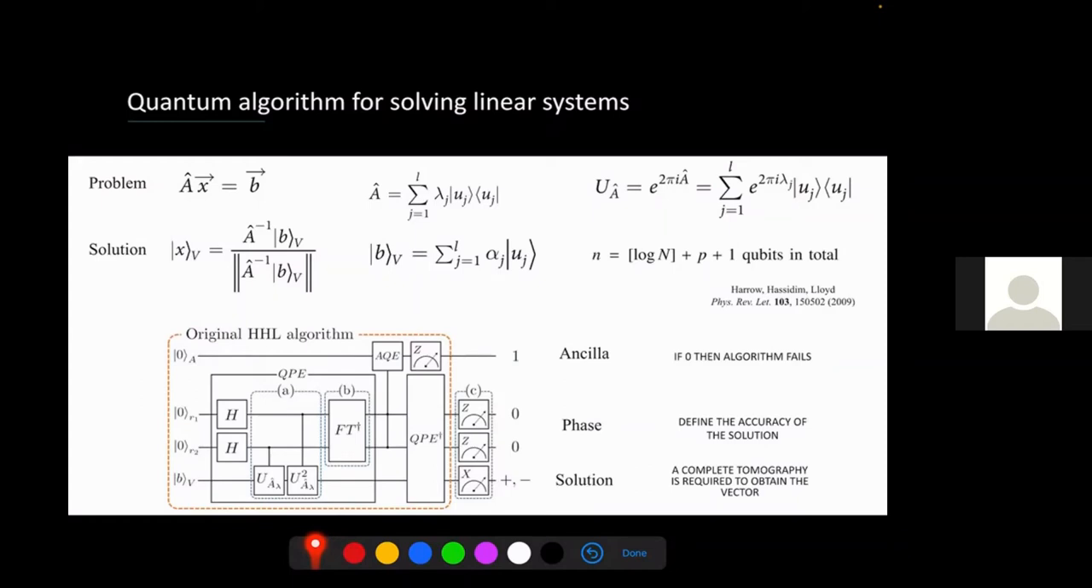First, the register group of qubits, of logarithmic size in n, where n is the size of the linear system. On the output, you have the solution in this group of qubits. P here is the phase qubits, which allow us to perform the quantum phase estimation algorithm. And Ancilla is required to perform the Ancilla quantum encoding step, and basically to invert the matrix.